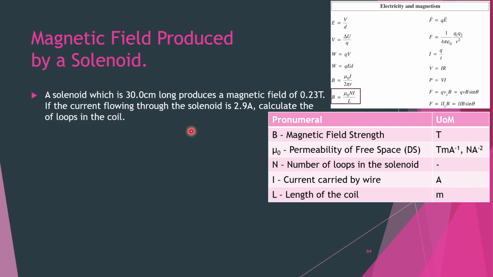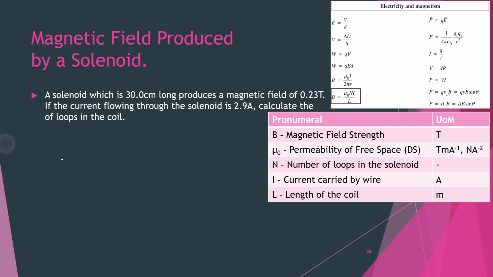In our practice question that we have up here, it says we have a solenoid which is 30 centimeters long and is producing a magnetic field of 0.23 Tesla. Now the question states if the current flowing through the solenoid is 2.9 amps, then we're to calculate the number of loops in the coil.